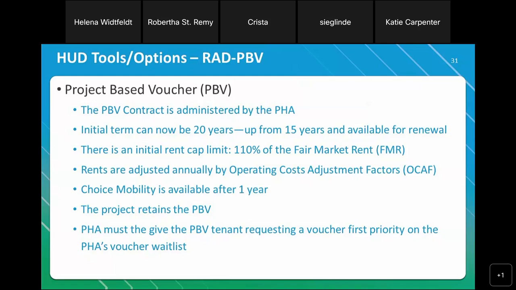And then the PHA must give the PBV tenant requesting a voucher first priority on the PHA voucher waitlist. So this again can be an administrative burden where we wanted to create administrative relief. That is one of the other flip sides of the coin, where we now have to manage a different situation. We have to now manage waitlists. Next slide.